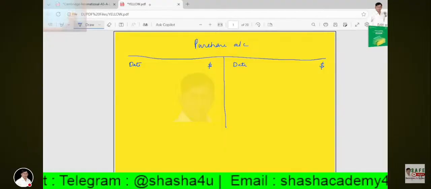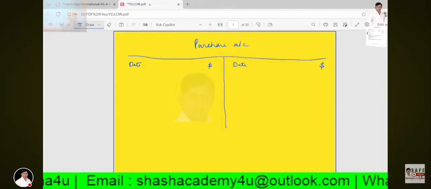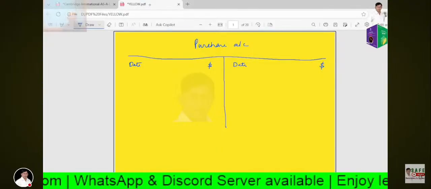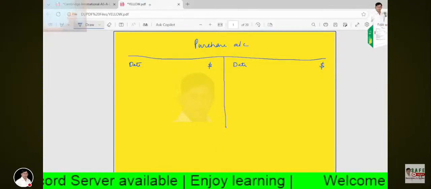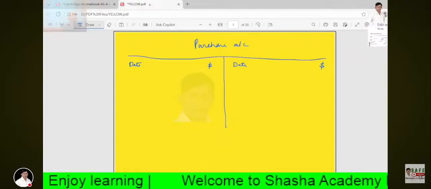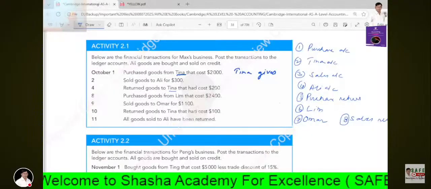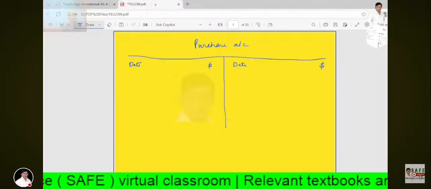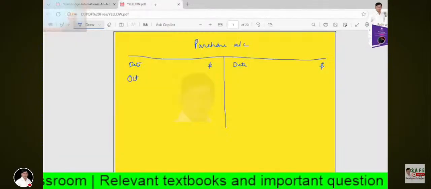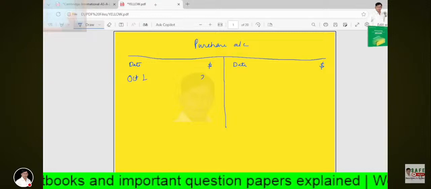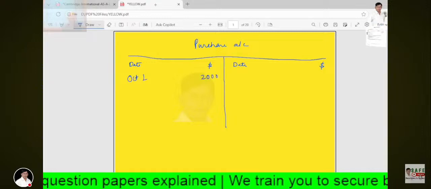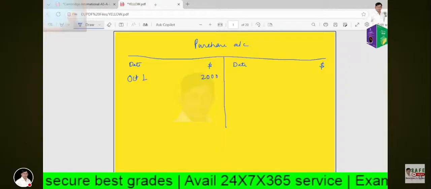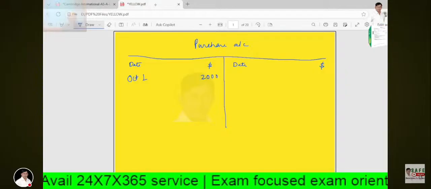So purchase account. Purchase account is always an expense. Always it will be debited. So this is how you have to remember, once again, so that the logic will be clear. What is the worth of goods you have purchased? It is on October 1st, 2000. October 1st. Where is it? 2000. It's there. So purchases account debited with 2000. This is what it means.